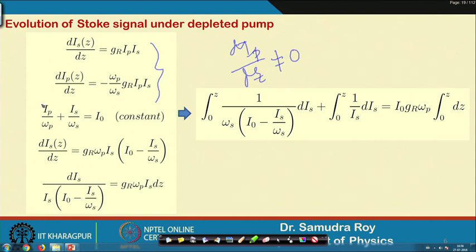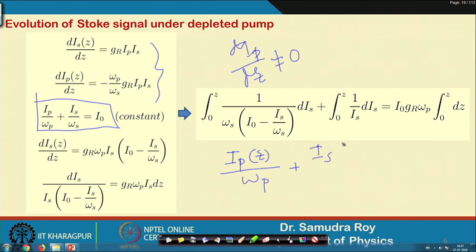The additional equation is this relation, which tells us that I p divided by omega p plus I s divided by omega s, this quantity is conserved throughout the process. That means, if I write very clearly, it should be I p function of z divided by omega p plus I s function of z divided by omega s is equal to a constant, that means I 0.